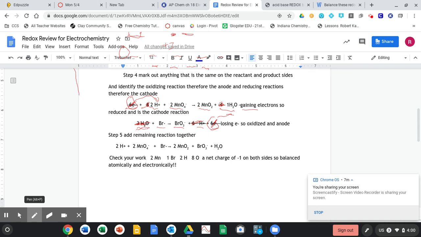Step 5, add remaining reaction together. So that's what I did. And then we got to check to make sure that everything added up. Okay, I got 2 manganese, 2 manganese, 1 bromine, 1 bromine on each side, 2 hydrogens, 2 hydrogens. 2 times 4 is 8. There is 4 plus 3 plus 1, 8 oxygens. Net charge on this side is a -2. Net charge on this side, it's a -3.